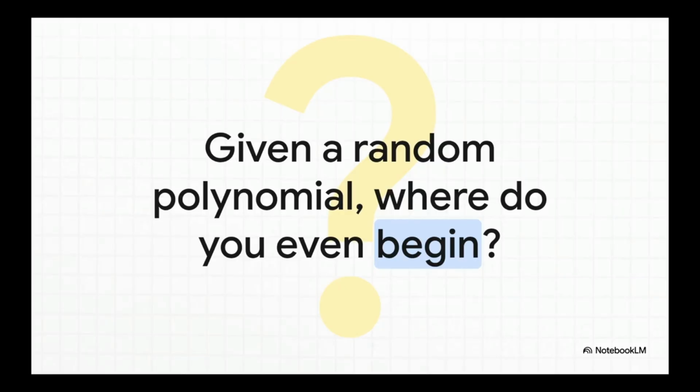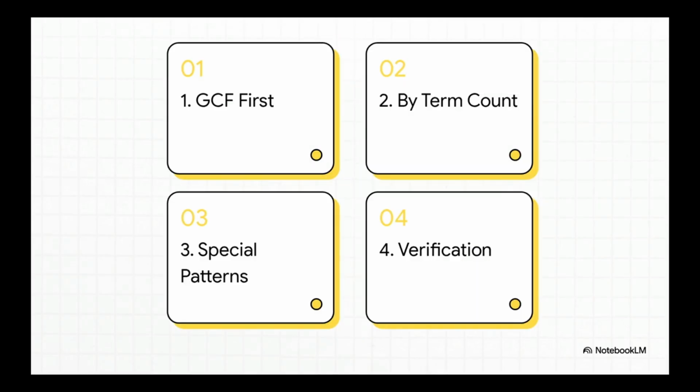But here's the classic problem, right? You're staring at a polynomial on a test and your mind just goes blank. Is this a difference of squares? Do I need to group? What's the very first step? That feeling, that paralysis of not knowing where to even start, that's exactly what the strategic toolkit is designed to destroy.